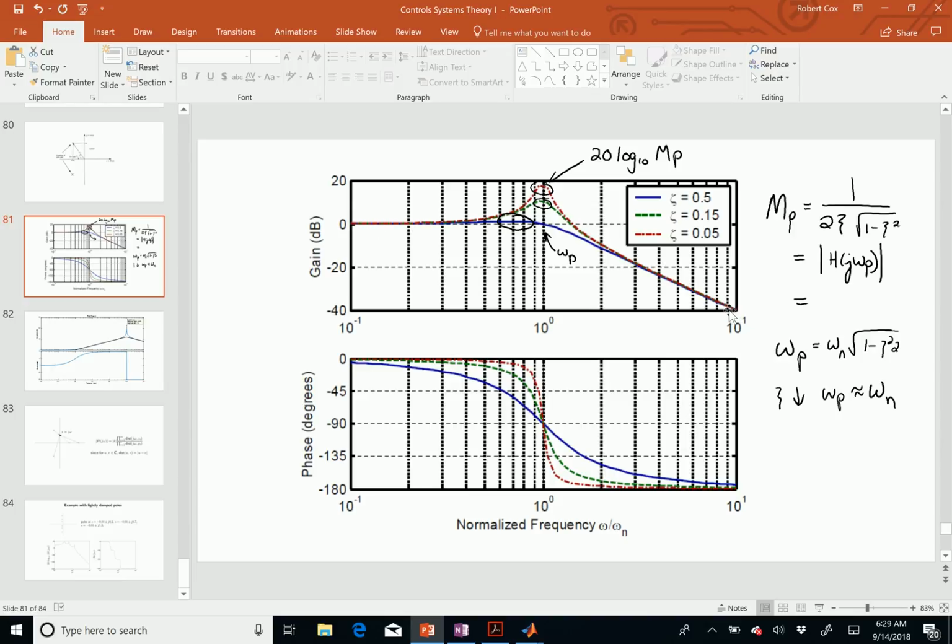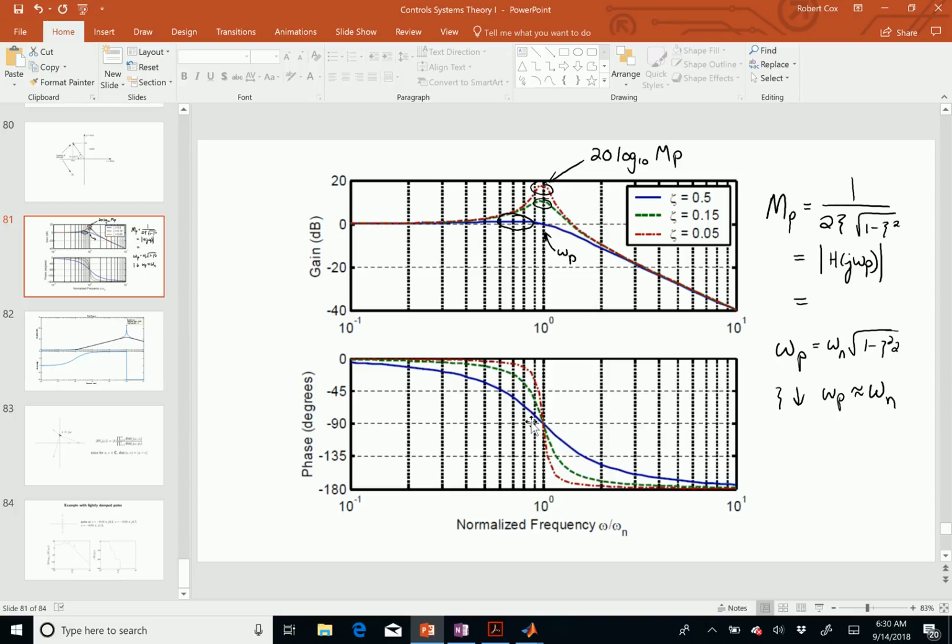Frequencies above it, I've dropped to minus 40 dB. Okay, sort of what I would expect. Notice my phase starts at 0, gets to minus 180. In all cases, no matter what my zeta is, when I'm right at omega n, I'm at minus 90 degrees, just as I would expect.